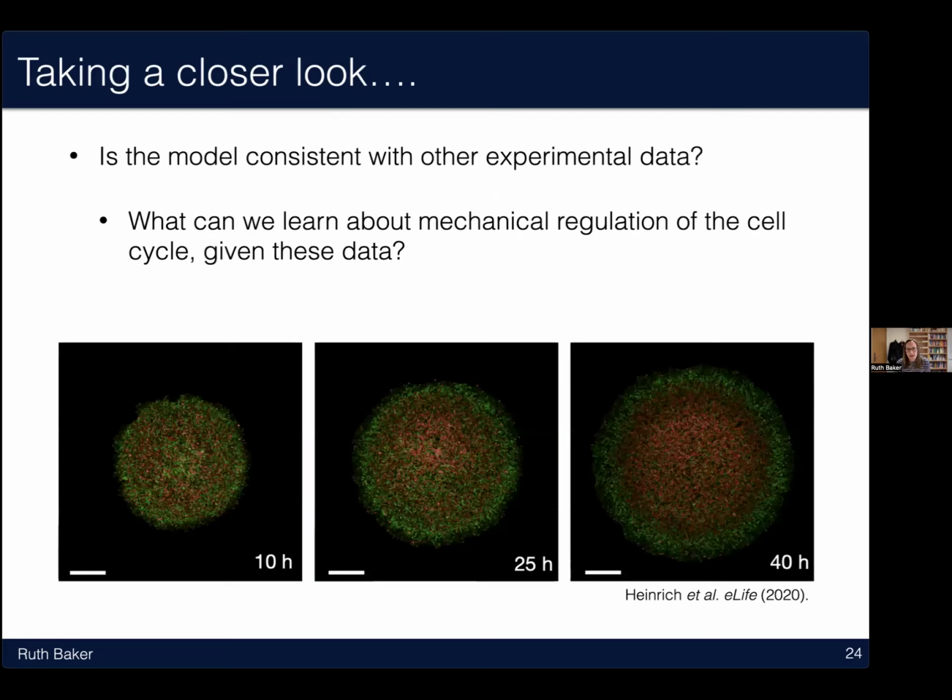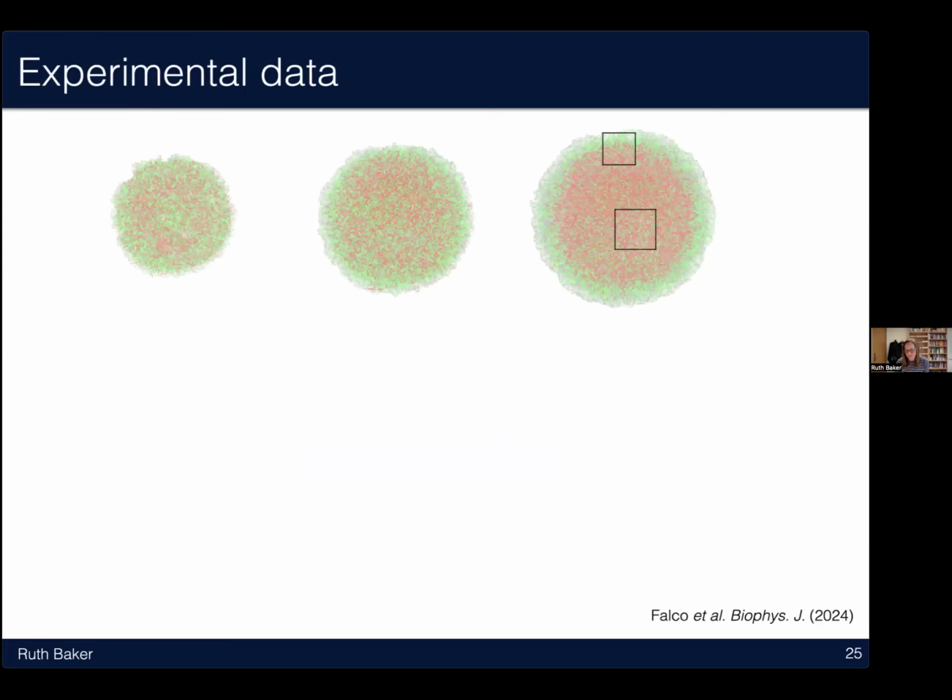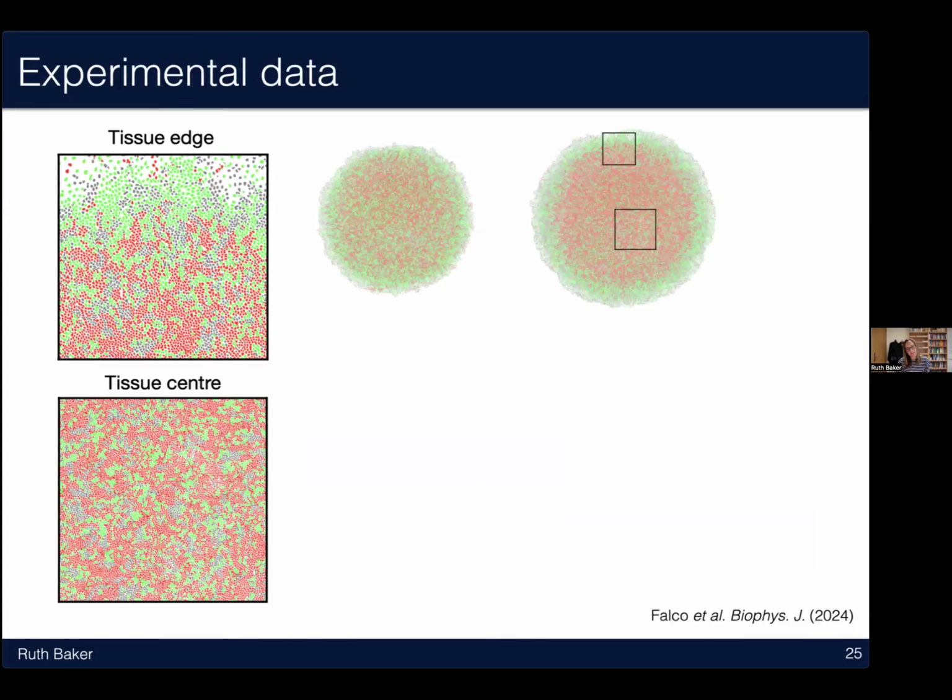Okay, so we did this work a little while ago, and one day I suggested to Carlos Falco, who's in the group, that he might want to take that model off the shelf and look at calibrating it to this other data set that's published in eLife, with a view to learning a bit more about mechanical regulation of the cell cycle, or crowding-driven regulation of the cell cycle. And this is an incredibly rich data set that I'm going to highlight now that we haven't mined in its entirety for information.